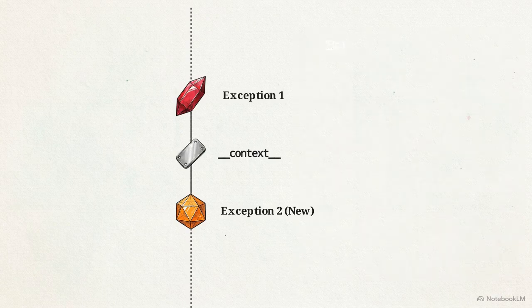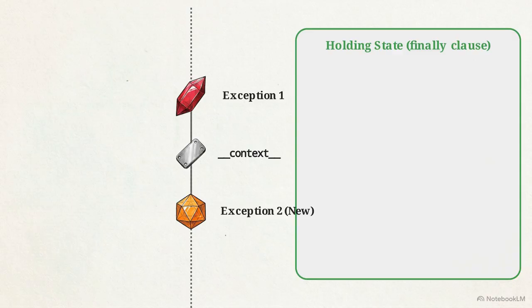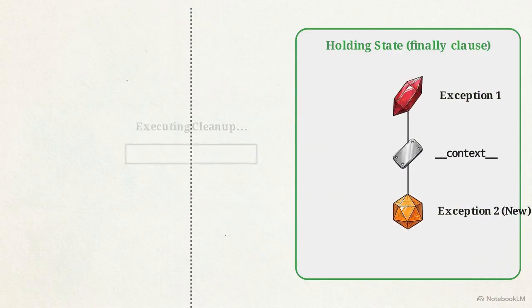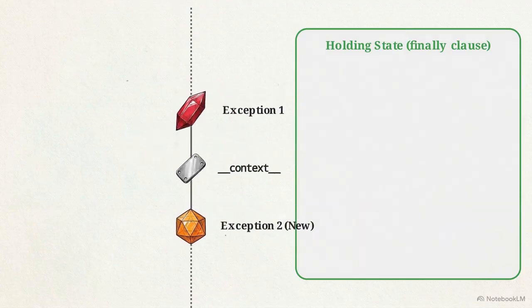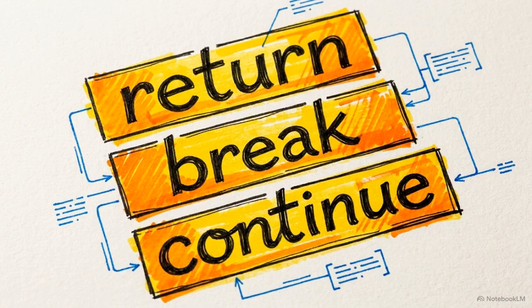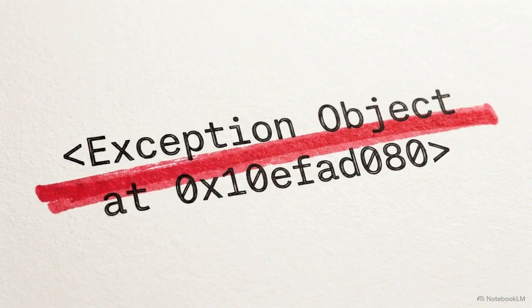Python provides an absolute cleanup guarantee through the finally clause. When an exception reaches this block, it is temporarily saved in a holding state. The cleanup code executes, and then the saved error is re-raised. There is an architectural caveat to this mechanism. If a return, break, or continue statement executes within that finally block, the temporarily saved exception is permanently discarded.